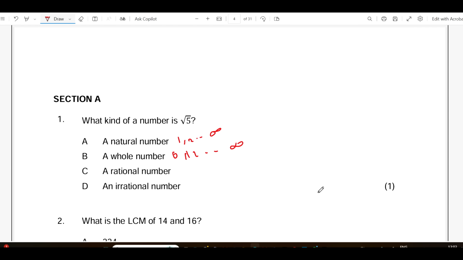An irrational number is a number that cannot be written in the form of A over B. For an example, the square root of a prime number. And 5 is a prime number. The correct answer is D.